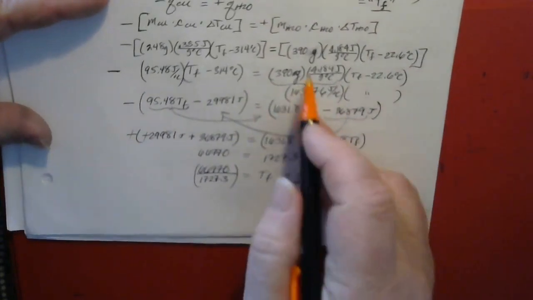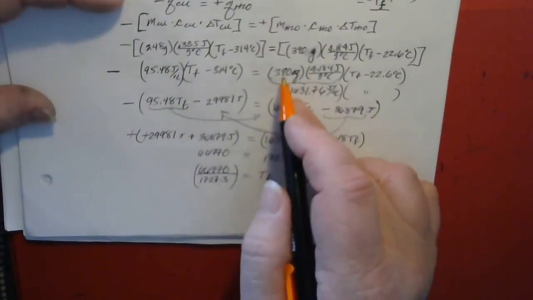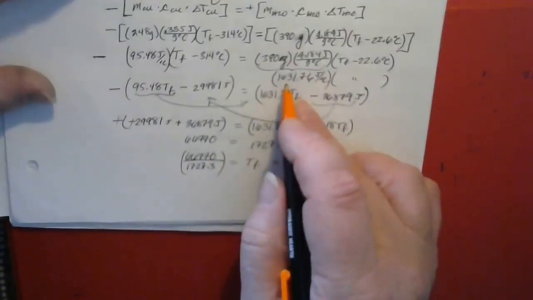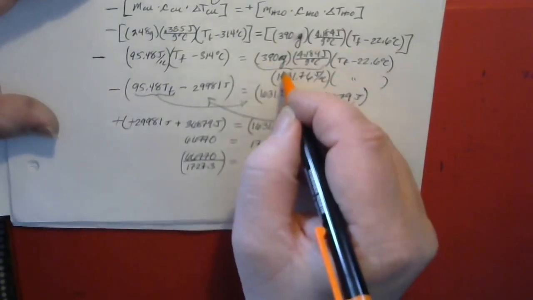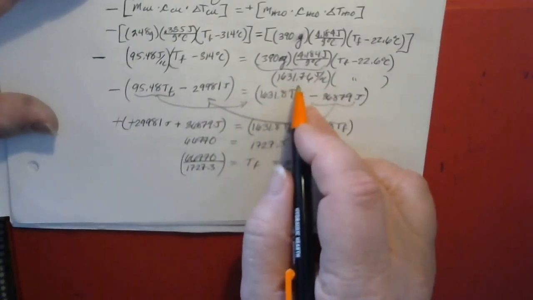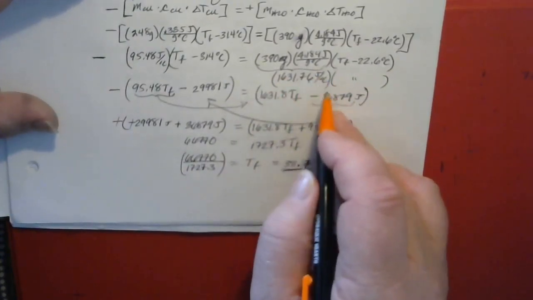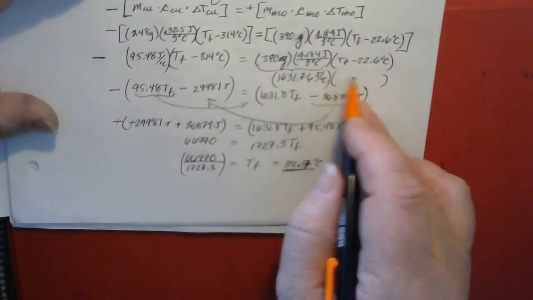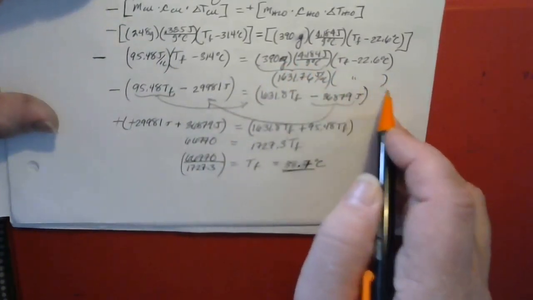And then on the right-hand side, we can do the same. 390 grams times 4.184 joules per gram degree Celsius gives us 1,631.76 joules per degree Celsius. Notice again, grams cancel. And that will be times TF minus 22.6.